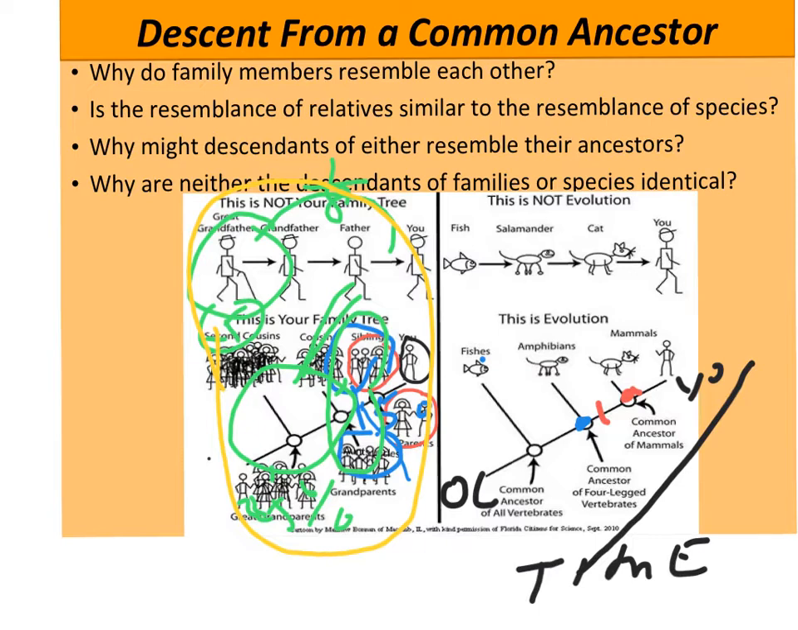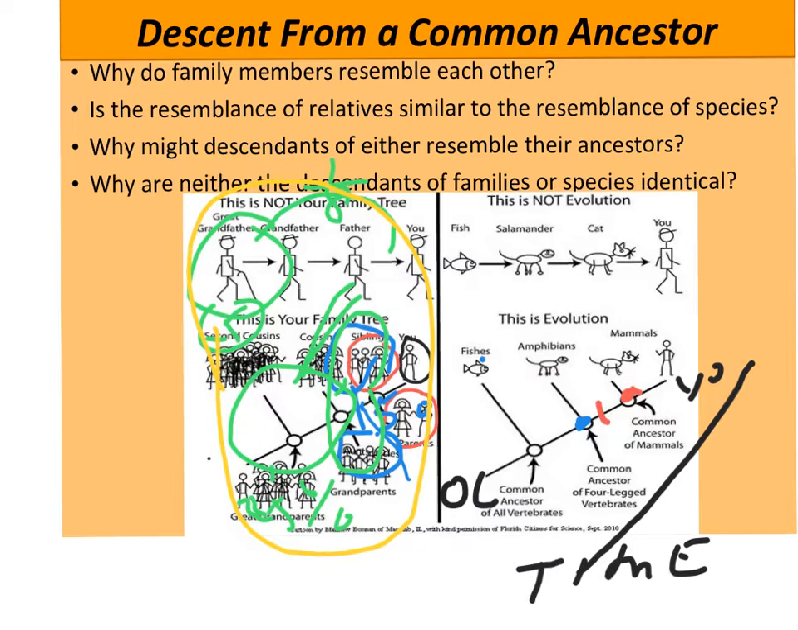If you went back further to all four-legged vertebrates, that would be like going back to your grandparents, and therefore also your cousins. Okay? So they're more distantly related. They share different ancestors. The further back in time you go, the more distantly related, the fewer things, in terms of genes, that you share. So is a resemblance between relatives similar to the resemblance of species? Yes, exactly.